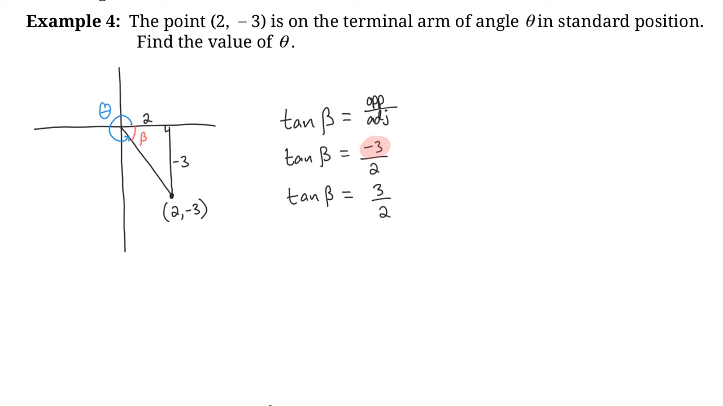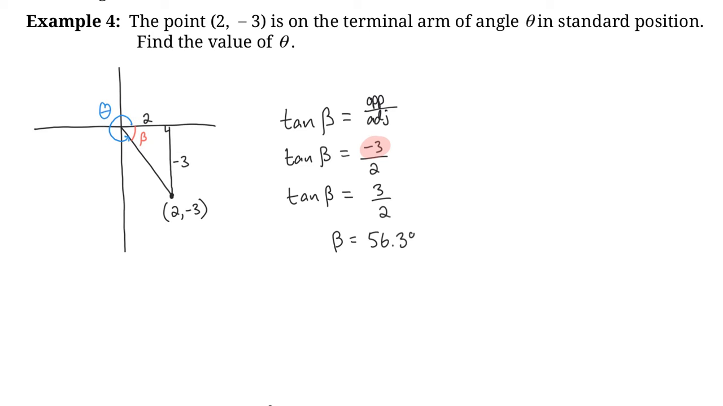So tan beta is equal to 3/2, and you're using the inverse of tan to get the measurement of beta. So the angle beta is just equal to approximately 56.3 degrees. Okay, great. So we found the measurement of our related acute angle beta, but how do we get the measurement of angle theta?